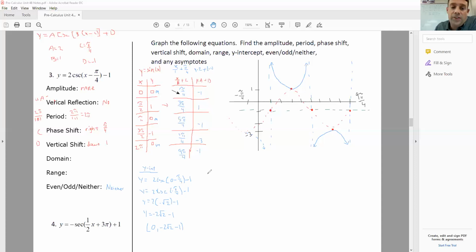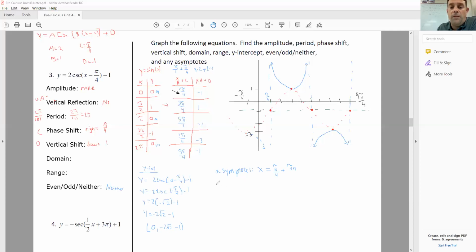From there, we can figure out our asymptotes. Notice my period is 2 pi, so my asymptotes should be 1 pi away from each other. You can kind of see that they are actually going to be 1 pi away from each other. So my first asymptote showed up here at pi over 4. So that means my asymptote is going to be located at pi over 4 plus, instead of 2 pi n, it'd be plus pi n. That'd be my asymptote.